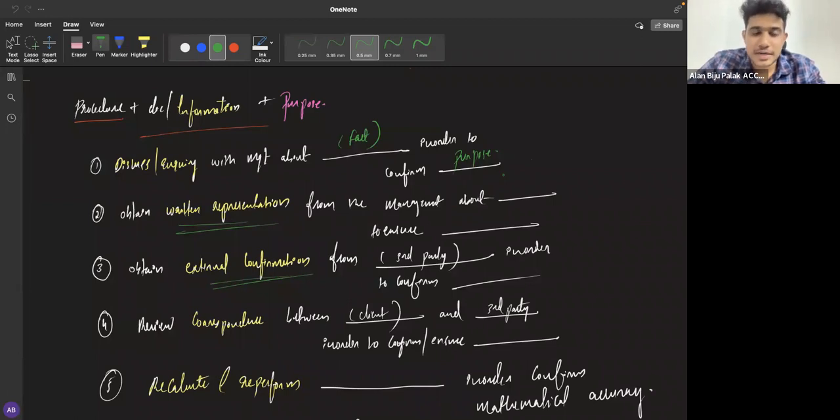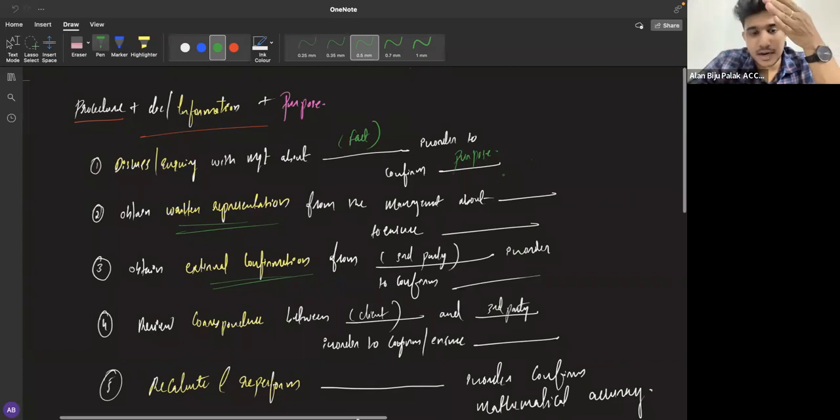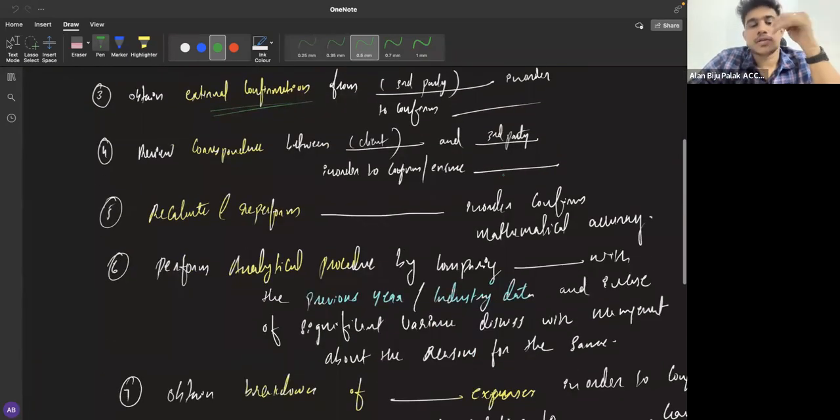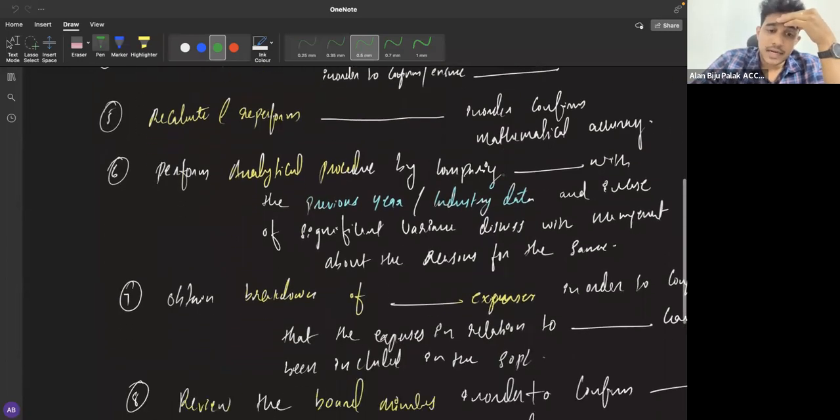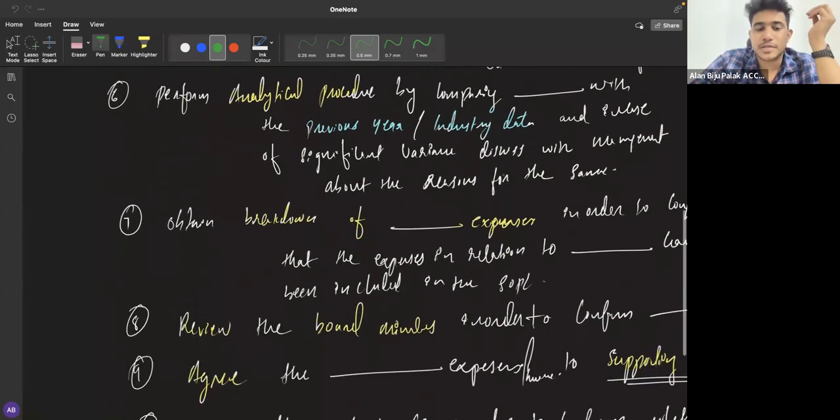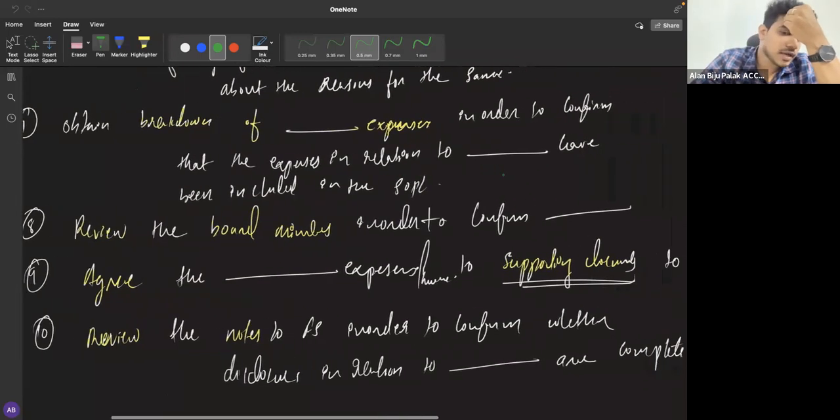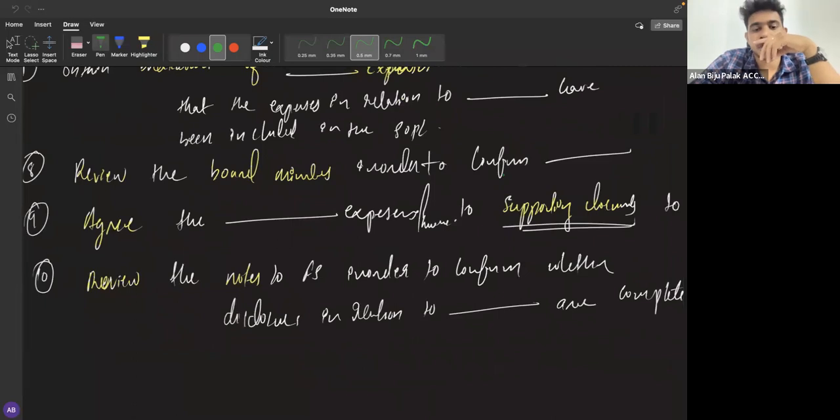So what are all the things that you have to consider while providing scenario specific substantives? You have to think whether there is any possibility of having a discussion or inquiry with the management. Then you can obtain written representation, then external confirmation, correspondence, then performing recalculation or reperformance, analytical procedures, you can review the breakdown of expenses, then you can review board minutes, then you can agree the transaction, then you can also review the notes to financial statements. Is that clear, everyone? Okay, fine. So this is what you need to consider with regard to the substantive procedures.